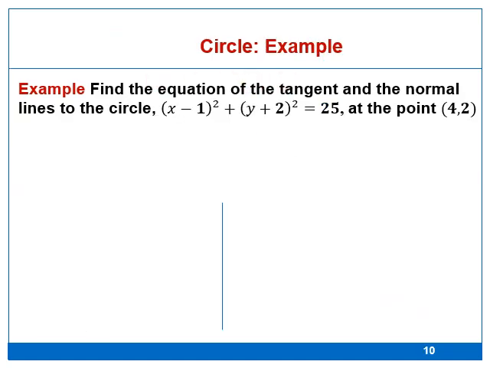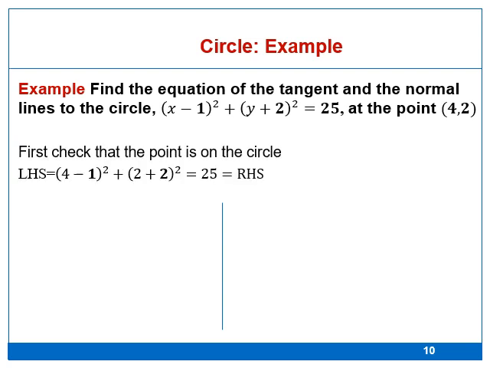This is our last example, and it is required to calculate the equation of the tangent and normal lines to the given circle at the point 4 and 2. First, start by making a sketch. This circle has a center 1 and -2, and the point 4 and 2 lies on the circumference of the circle. Because when we substituted with 4 and 2 in the equation of the circle, we got 25, which is equal to the right-hand side.